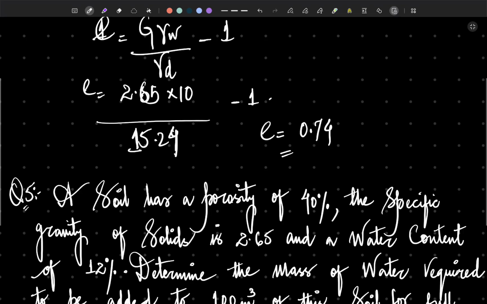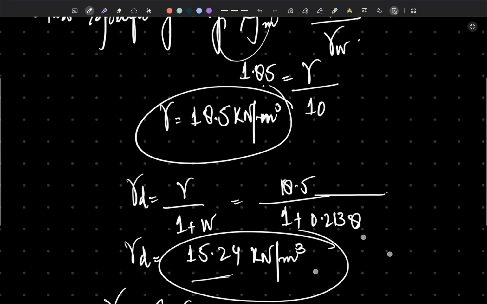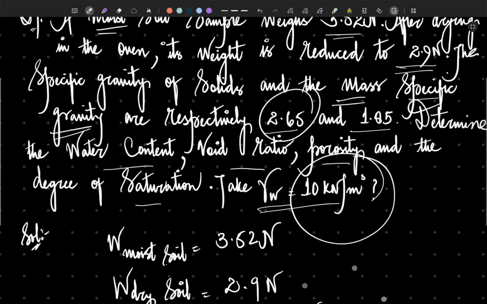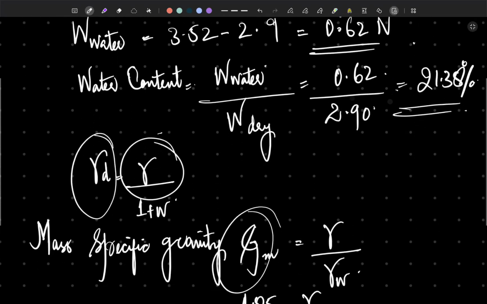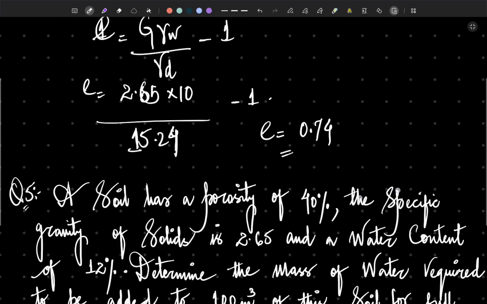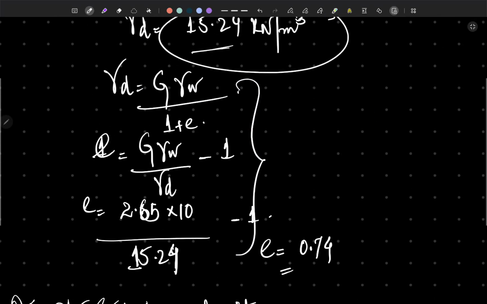After that, we have to find the porosity and the degree of saturation. That's what the question demands. Determine the water content, that we have already calculated. Void ratio we just found out, 0.74. The only two things that are remaining are porosity and the degree of saturation. We'll find them as well, because we know the expression relating porosity and the void ratio. We know the void ratio, we can find the porosity.